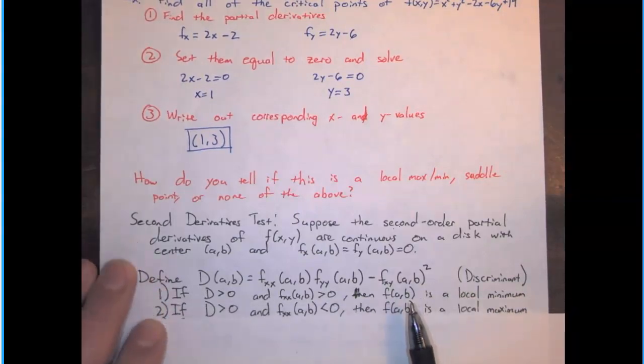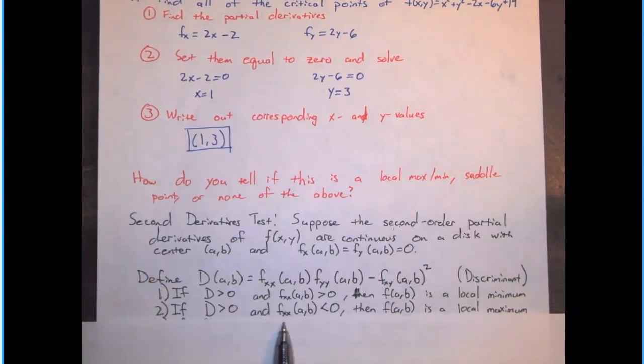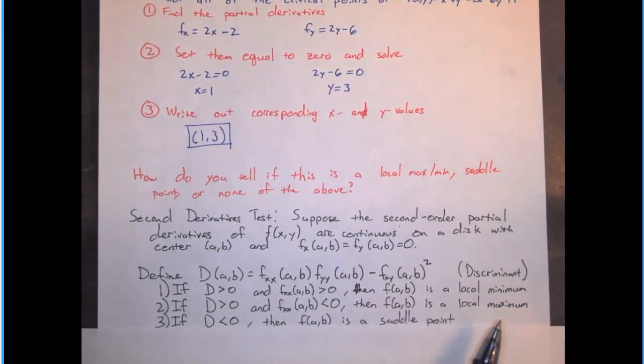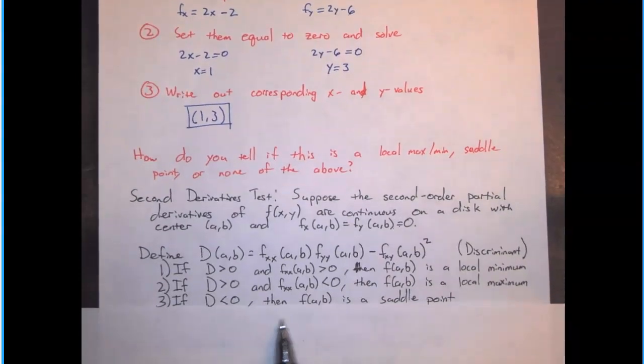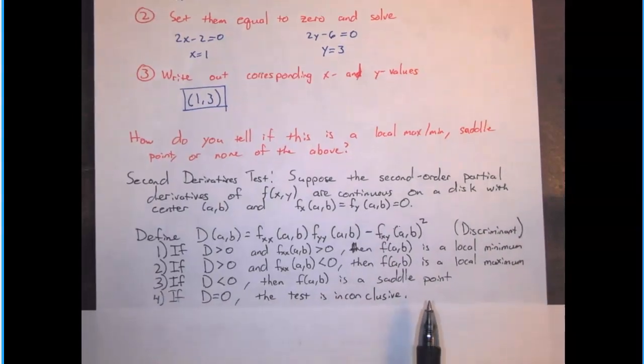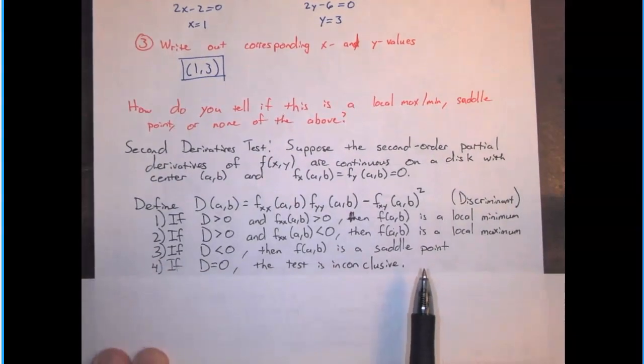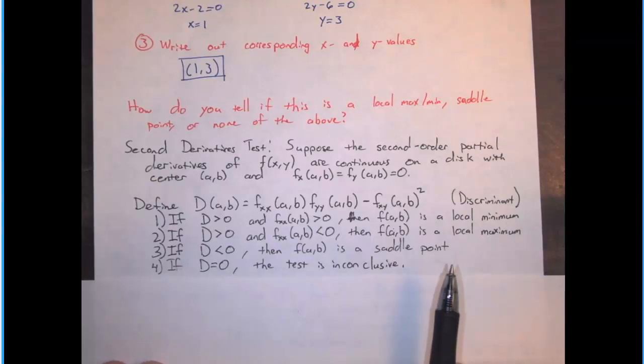Similarly, if the discriminant is positive and this second order partial is negative, this one would also be negative, then that value is a local maximum. If our discriminant is negative, then this value is a saddle point, and we don't need to check any other information. All we need is the discriminant to be negative, and we have a saddle point. If the discriminant is 0, we don't have enough information, so the test is inconclusive.